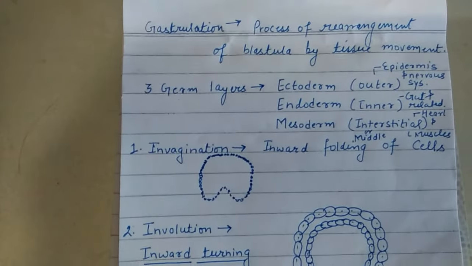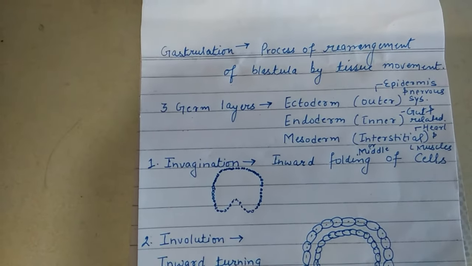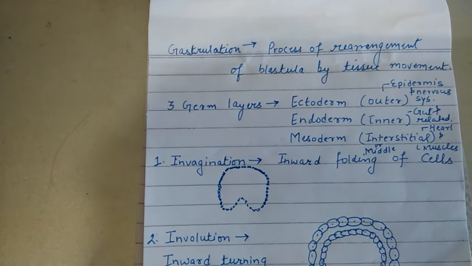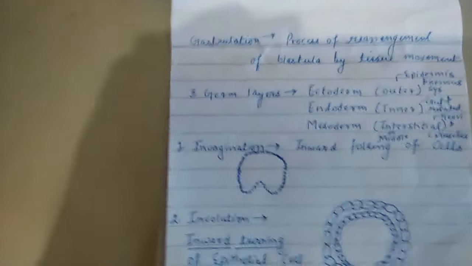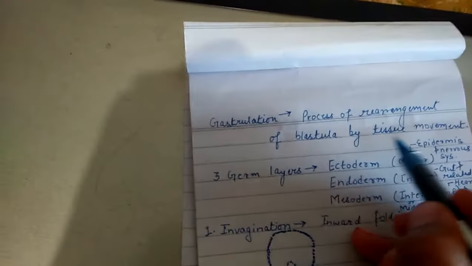So we are here to study what is gastrulation. Gastrulation is the process of rearrangement of blastula by tissue movement. So what's important in gastrulation is tissue movement.